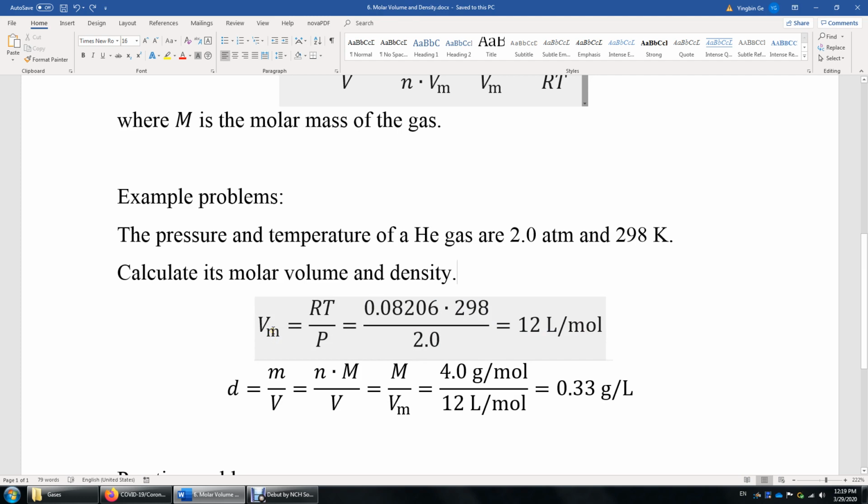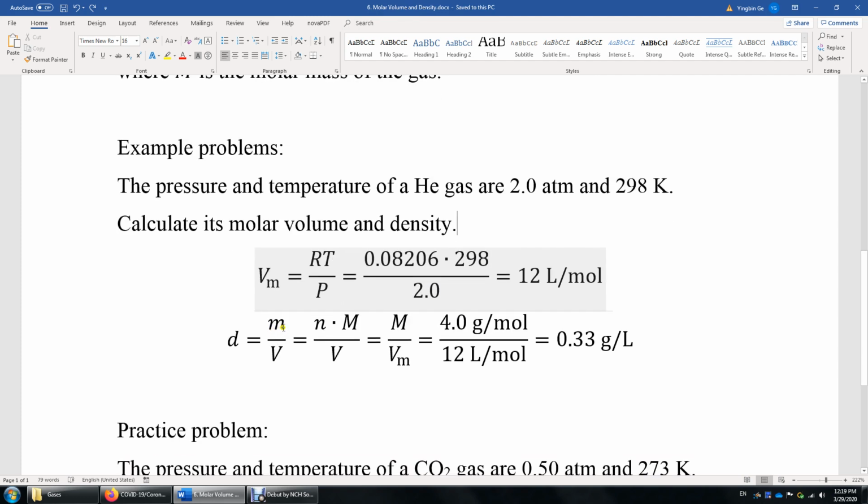What about the density? Again, there are multiple ways to compute the density of a gas, but for this problem, I think it's probably easier just to use the molar mass divided by the molar volume, which is 0.33 gram per liter. Neither gram nor liter is an SI unit.